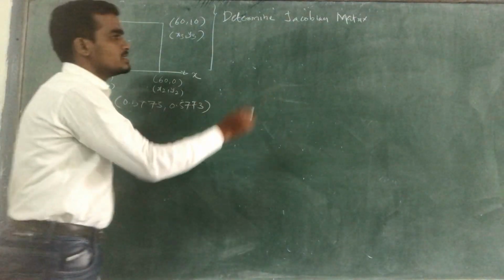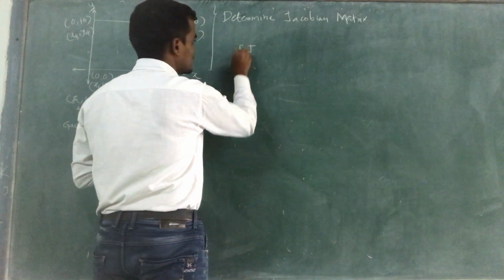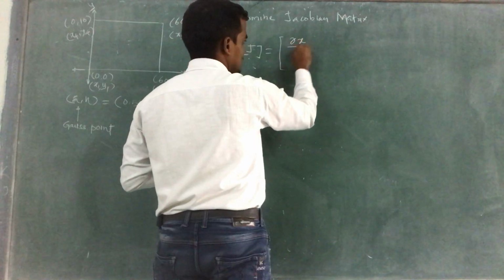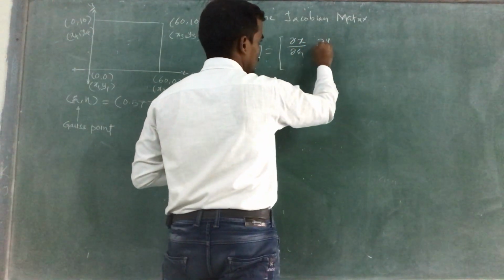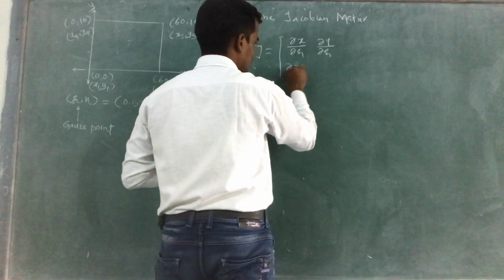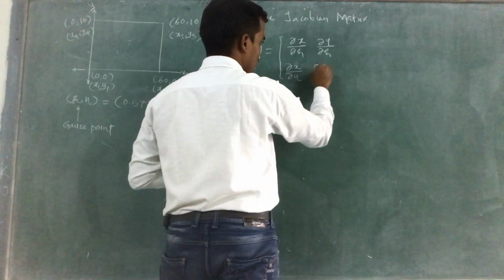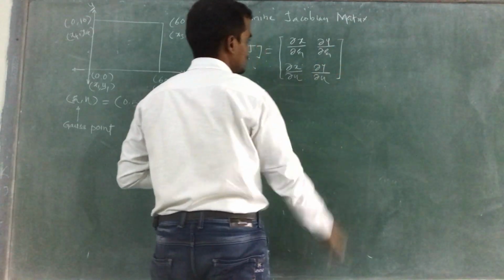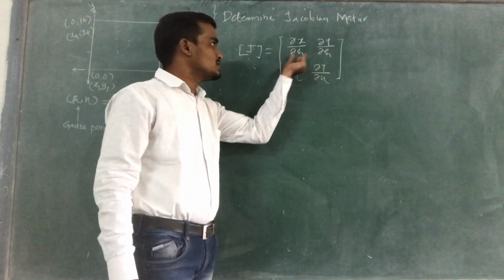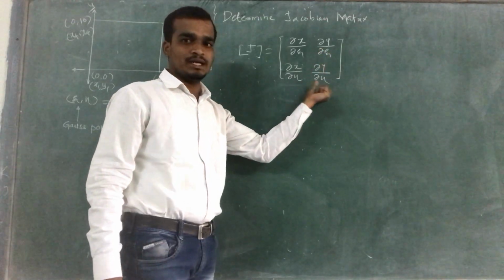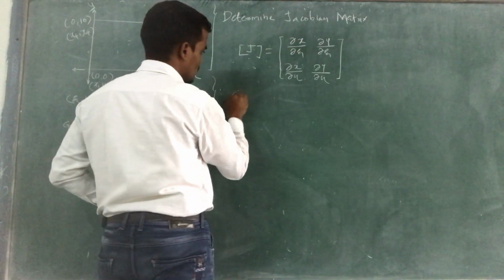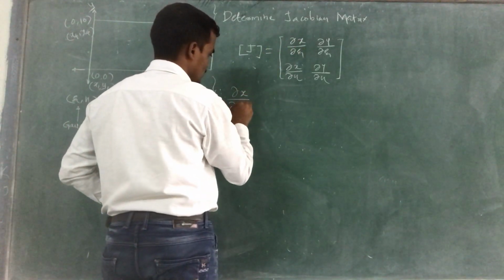We know that the Jacobian matrix J is given as: dou x by dou zeta, dou y by dou zeta, and dou x by dou eta, dou y by dou eta. This is the Jacobian matrix. So we need to find these 4 terms. First we will find the first term, dou x by dou zeta. So how do we find dou x by dou zeta?